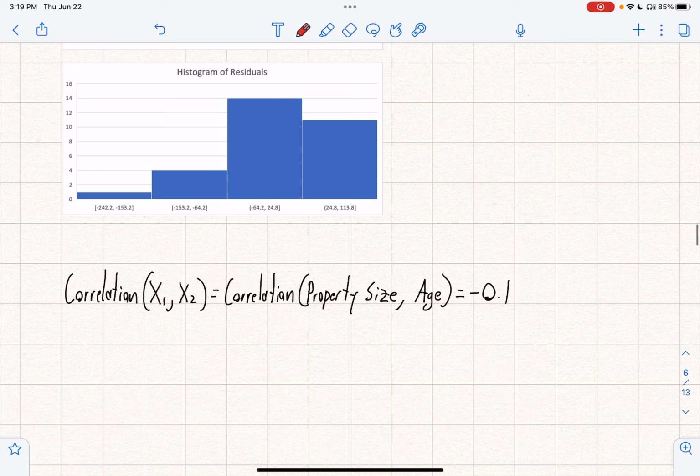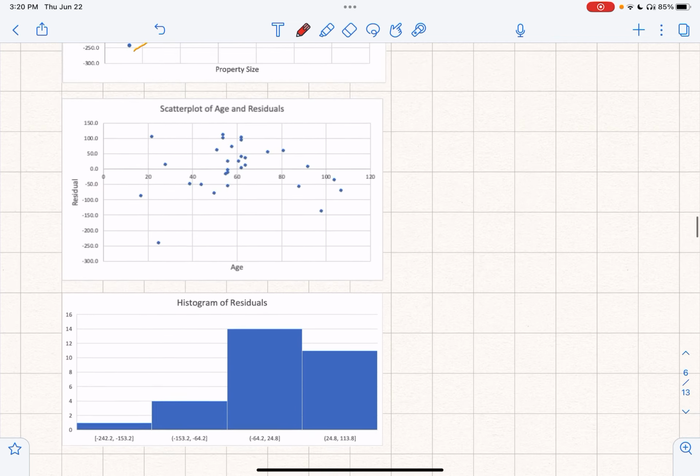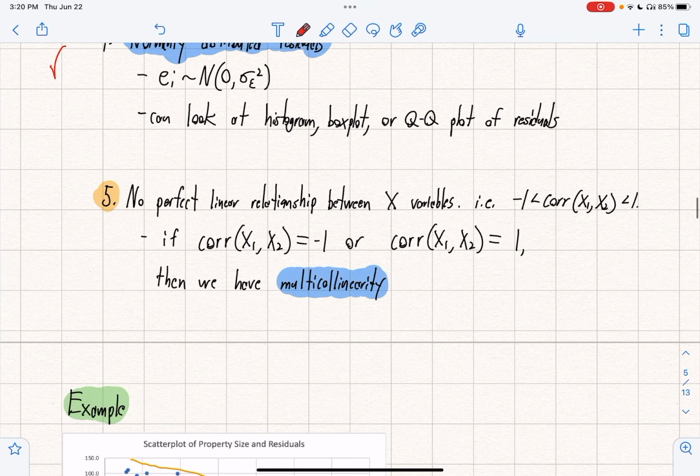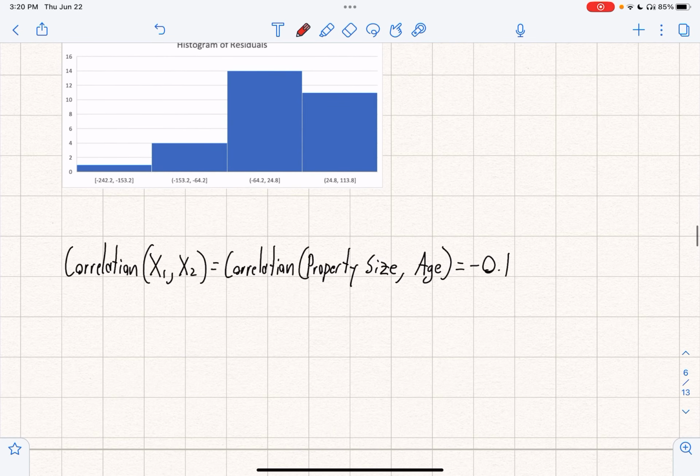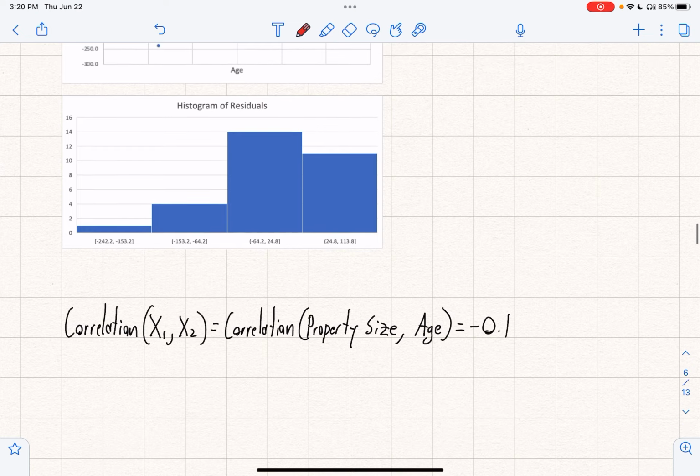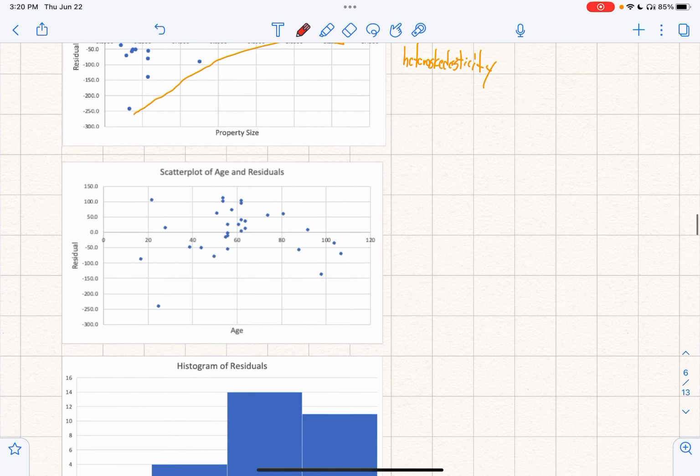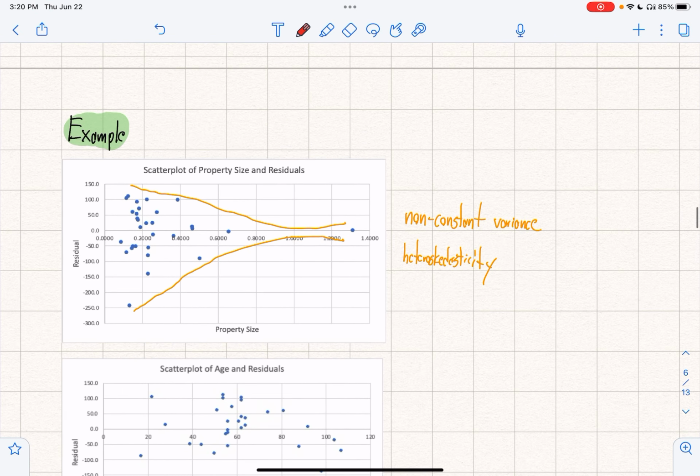And then finally, let's do a correlation between x1 and x2, which is the correlation between property size and age, and we get negative 0.1. That's a very weak correlation, so we're fine on our last assumption, which is that there is no perfect linear relationship between our x variables. In fact, negative 0.1 is very close to 0, and that's a good thing here. So that's how we would check all of our assumptions for this example.